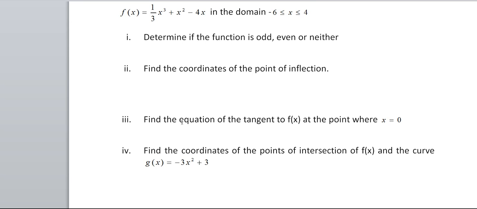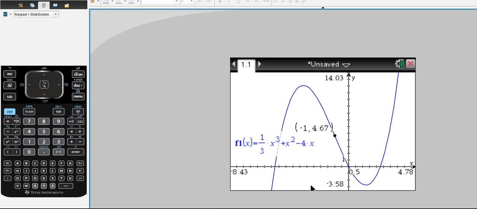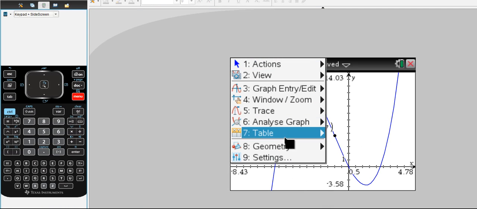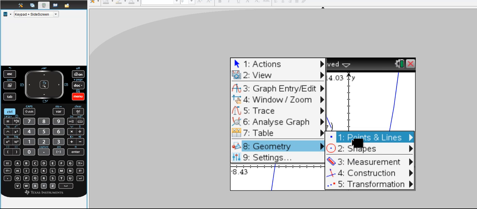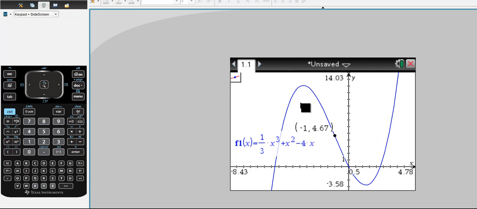Number 3, find the equation of the tangent to f of x at the point where x is equal to 0. So let's plot one point where x is equal to 0. I'm just going to go to menu, geometry, points and lines, points on the graph. So first I click on the graph, and then I click here. Now, since x is equal to 0 is a very common value, this is going to be at the origin. It will kind of snap into place.